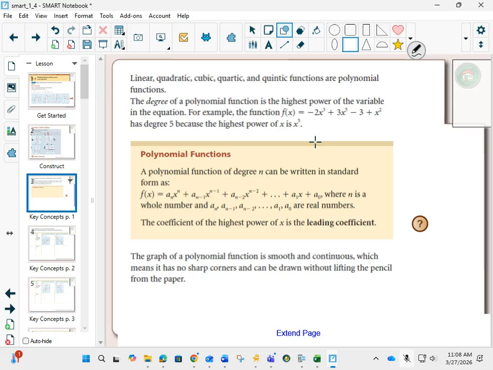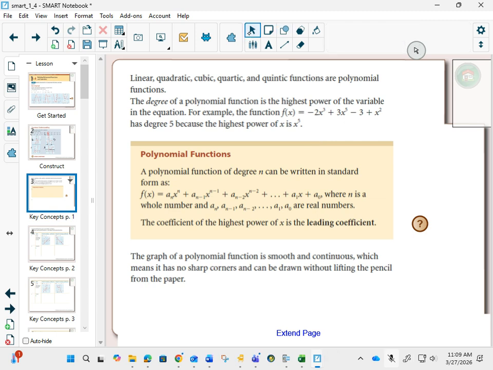So first of all, what is a polynomial function? Well, a polynomial function has x to different powers, and those powers are positive whole numbers. Okay? You can have any numbers in front. And we talk about the degree.